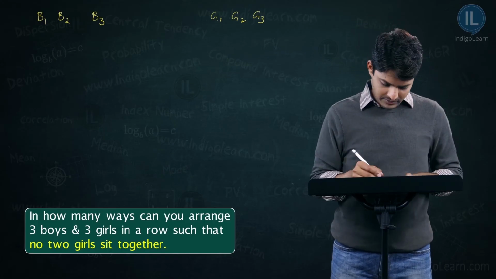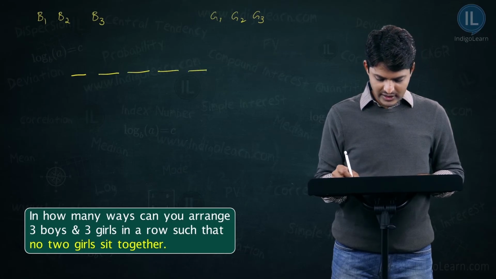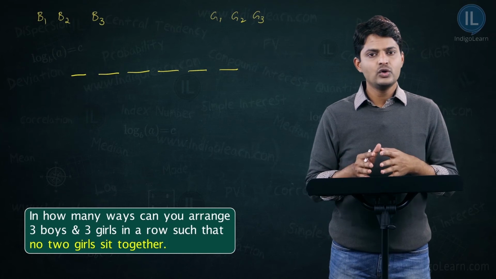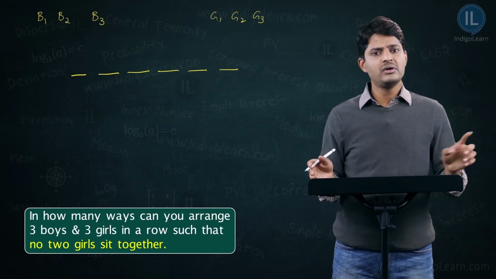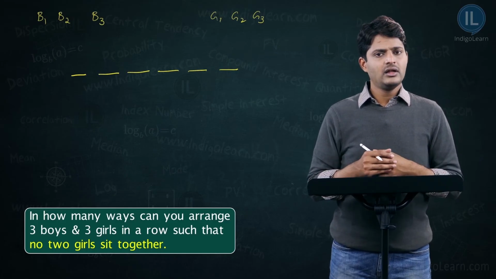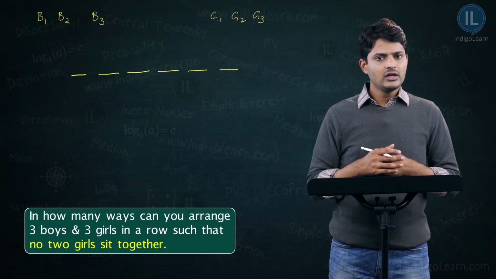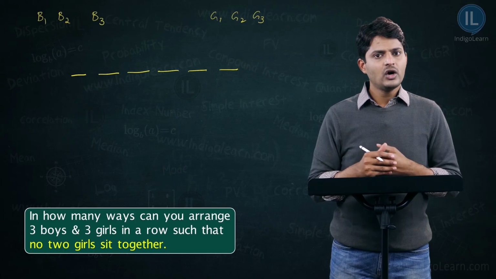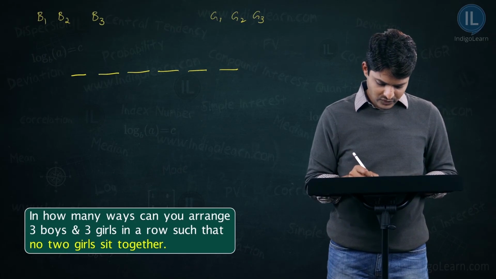Okay, now let's proceed. 1, 2, 3, 4, 5, 6, guys. So 6 positions are there. Initial case, no issues. You can arrange boys and girls in any order, as in the previous example. So 6 factorial, correct? Now my question is, no 2 girls sit together, right? Now if no 2 girls have to sit together, what will you do? First we have to arrange boys, right? Boys can be arranged in 3! ways.